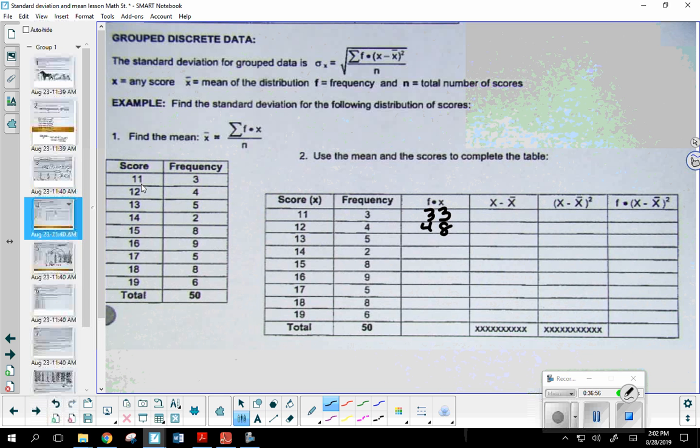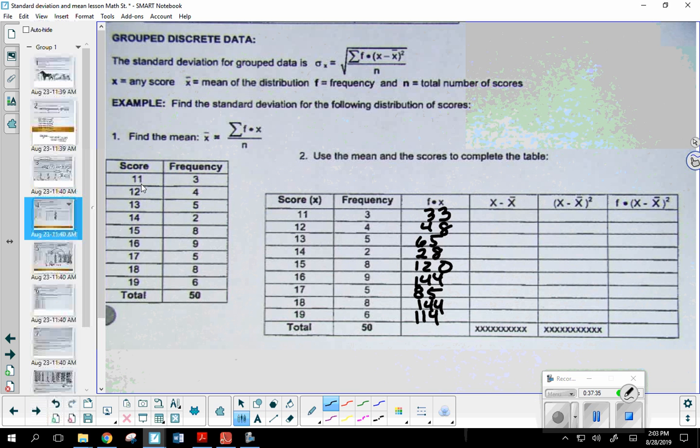13 times 5. 65. Okay. 14 times 2. 28. 15 times 8. 120. 16 times 9. What? Little off. 144. Okay. And 17 times 5. 85. 18 times 8. That is another 144. Here, let me rewrite that one. That is 85. There we go. And 19 times 6. 114. Okay.